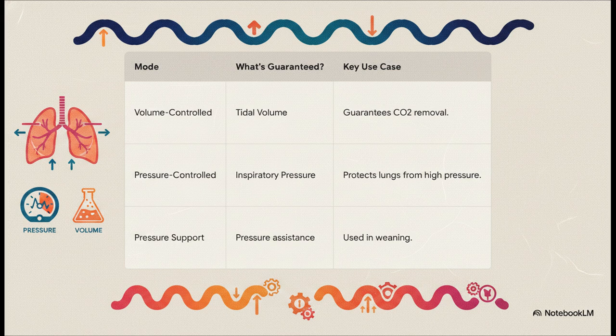On the flip side, in pressure control, it guarantees a specific pressure, which is gentler on the lungs, but the volume of air might change from breath to breath. And then you have these supportive modes, like pressure support, where the patient is doing most of the work, triggering the breath, and the machine just gives them a little boost of help.